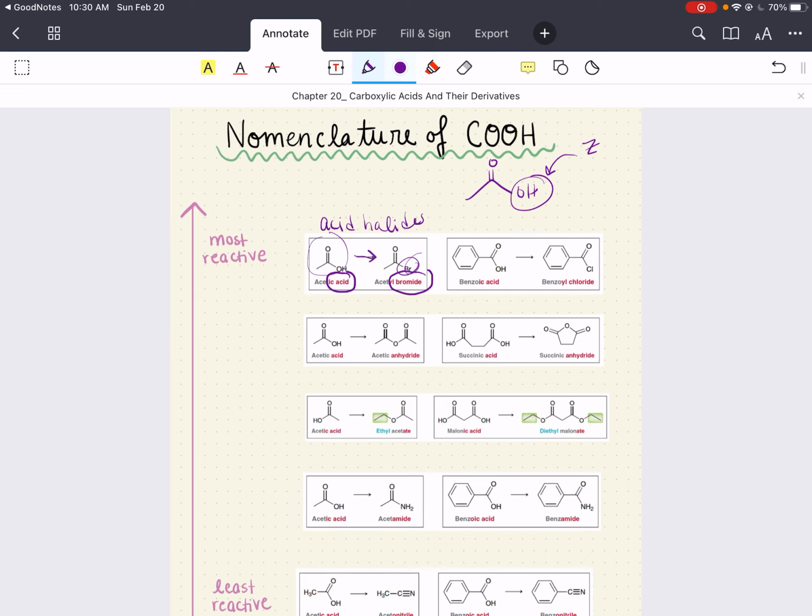Now, when the acid halide group is attached to a ring, the suffix carboxylic acid, this -ic acid, will be replaced with carbonyl halide. So here's what this ring structure is called: benzoic acid. If we replace it with a chlorine, it's going to be named benzoyl, with this -yl instead of -ic, and the name of the halide. Here it's chlorine, so it'll be chloride.